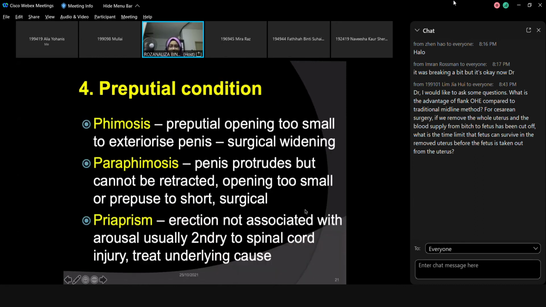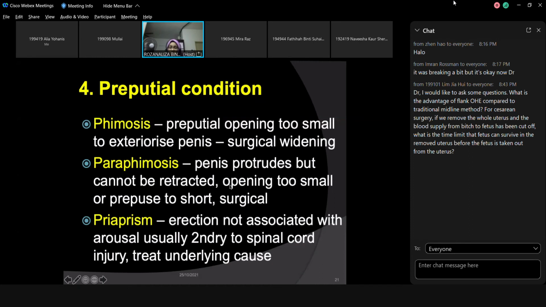Okay, so there are a few conditions for this topic that are probably new to you. Phimosis is a prepuce opening which is too small to exteriorize the penis. So the penis is trapped inside the prepuce and cannot be extruded. Let's say the dog needs catheterization, you cannot extrude the penis. So you need to do a surgery to widen the opening.